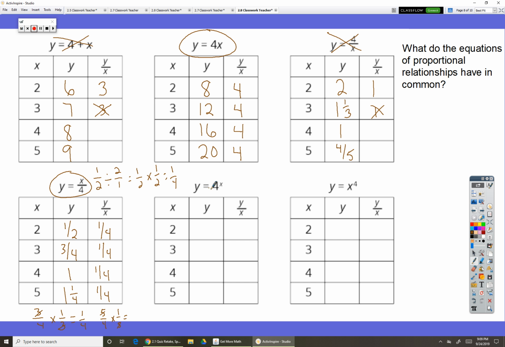Okay, looking at y equals 4 to the x, this tiny little x up there is an exponent. So it's saying 4 to that power. If x is 2, it's like saying y is 4 to the second power. That means we multiply 4 times 4, and that would be 16. 4 to the third power means that we multiply 4 three times. So we would do 4 times 4 times 4. 4 times 4 is 16, and 16 times 4 is 64.